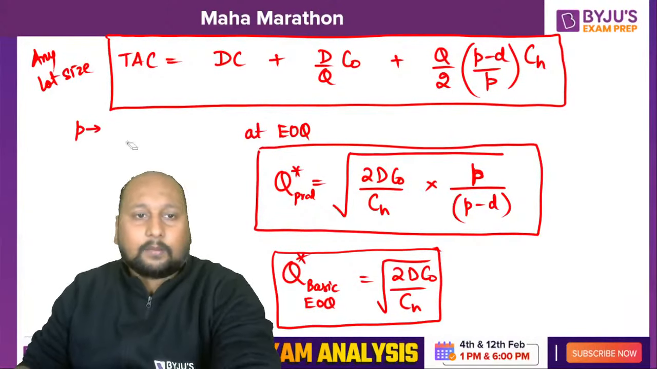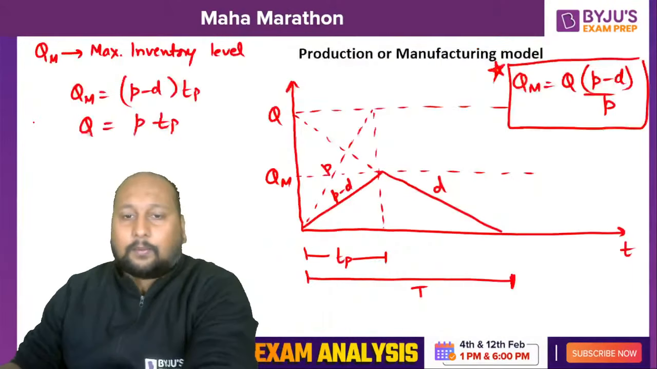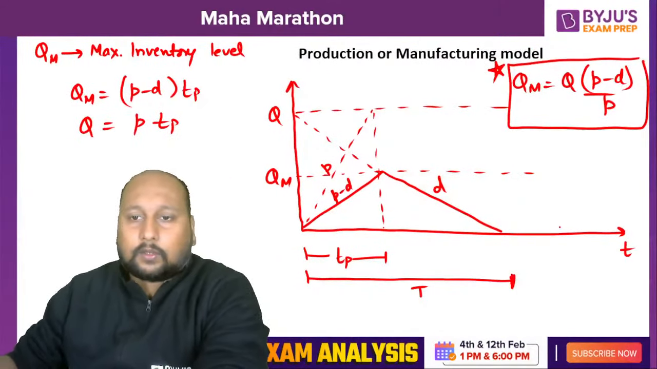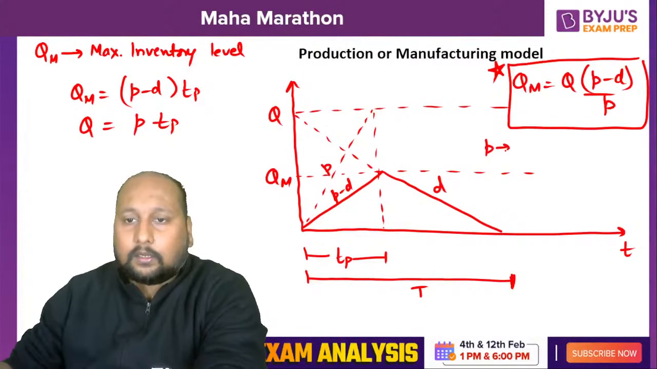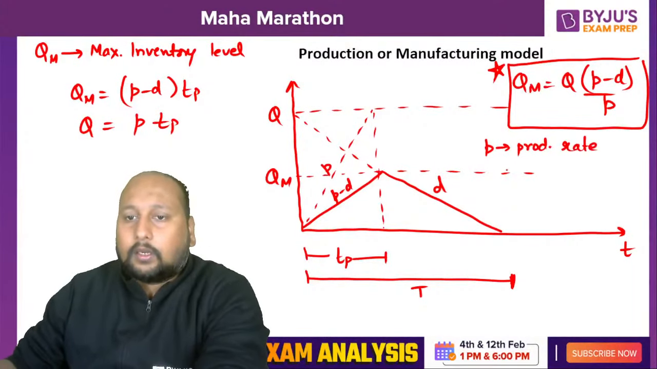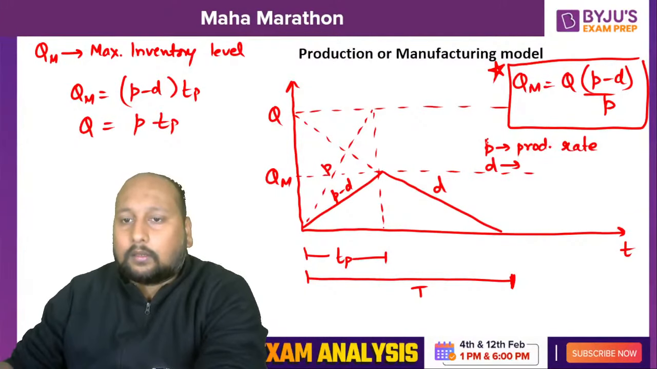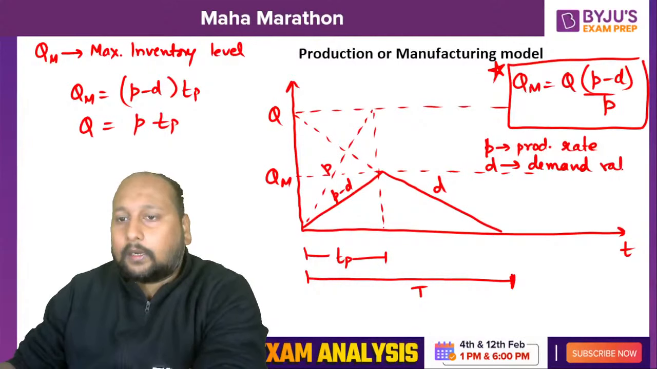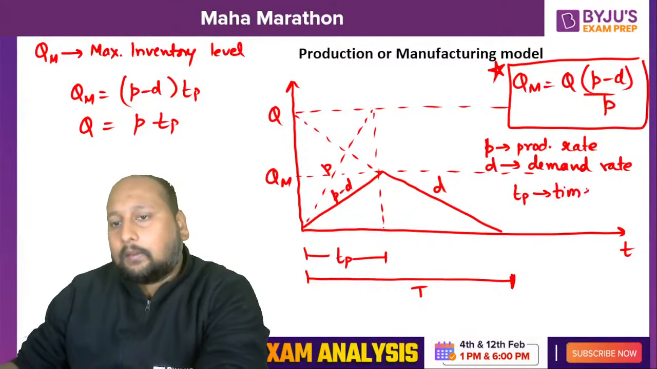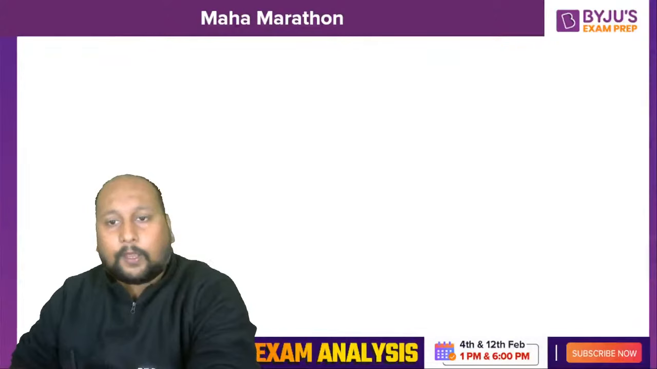Okay, let me write it in the previous slide. P is a production rate. I think this was a common thing. P is a production rate. D is the demand rate. TP is the time of production or production time.